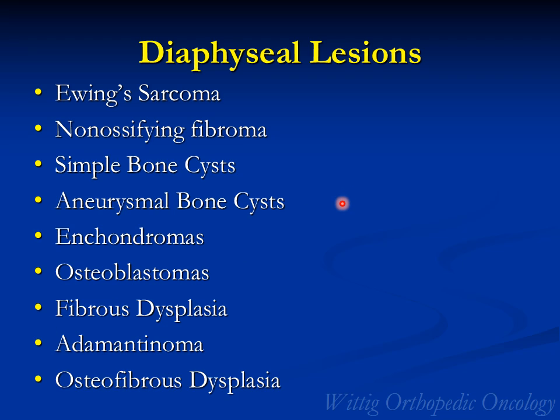Here's a list of diaphyseal lesions, or lesions that tend to occur in the diaphysis of bones: Ewing sarcoma, non-ossifying fibroma, which really tends to occur metadiaphyseal, simple bone cysts or unicameral bone cysts, aneurysmal bone cysts, enchondromas, osteoblastomas, fibrous dysplasia, adamantinoma, and osteofibrous dysplasia.